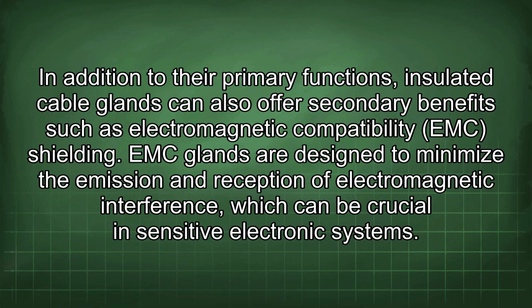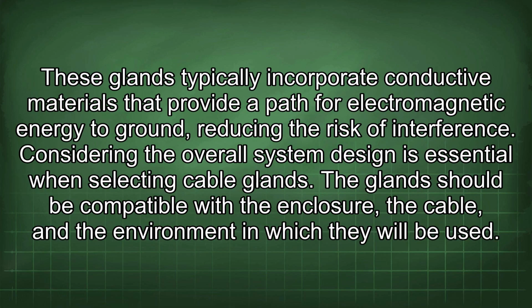EMC glands are designed to minimize the emission and reception of electromagnetic interference, which can be crucial in sensitive electronic systems. These glands typically incorporate conductive materials that provide a path for electromagnetic energy to ground, reducing the risk of interference. Considering the overall system design is essential when selecting cable glands.